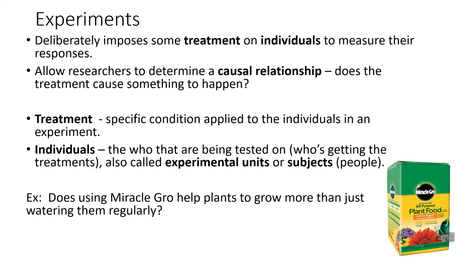All right, experiments, on the other hand, that's when we deliberately impose some treatment. The individuals in our experiments are experimental units. A treatment is a specific condition applied to the individuals in an experiment. And if we do an experiment right, if there's some sort of random assignment, we can determine a causal relationship. So we can get that two things are correlated, and we can say, okay, one thing is definitely causing the other. We're not sure if other things are also causing it, but one thing is causing it for sure.